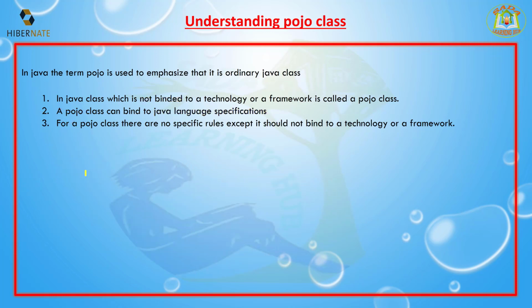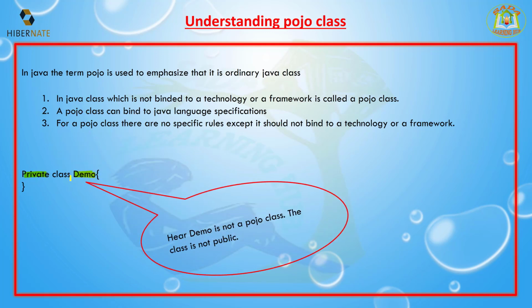Coming to the next example, I'm creating a class called Demo. Now, I'm giving the access specifier as private. Now, this is not a POJO class. Why? Because the access specifier is private. For a POJO class, we need to put the access specifier as public or default. It is not possible to put private. That's why this Demo class is not a POJO class.